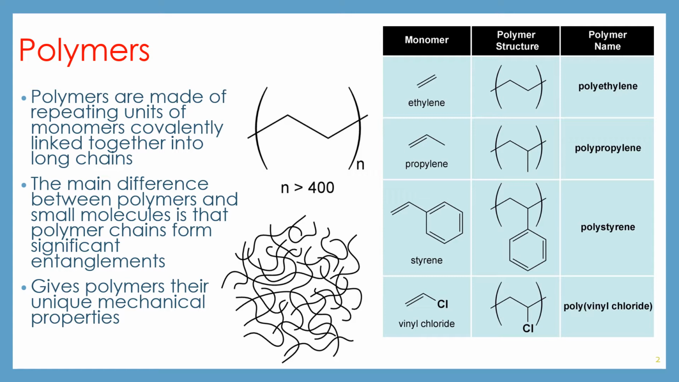The main difference between polymers and small molecules is that polymer chains are able to form significant entanglements. So literally meaning that they are tangled up together. Think of polymers as like a pot of spaghetti. If you don't have oil or sauce in there and you try to pick up the spaghetti and extract one noodle, you really can't because they're all entangled together. This is what gives polymers their unique mechanical properties.